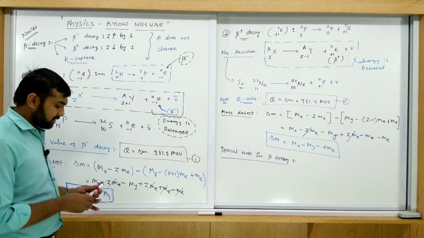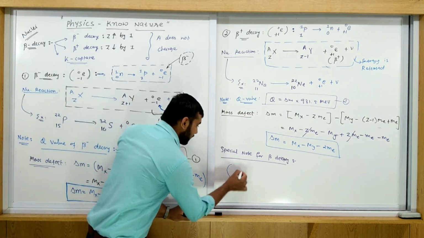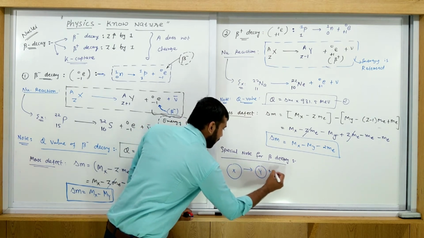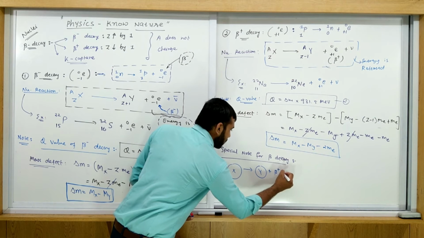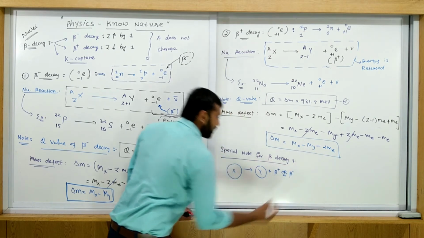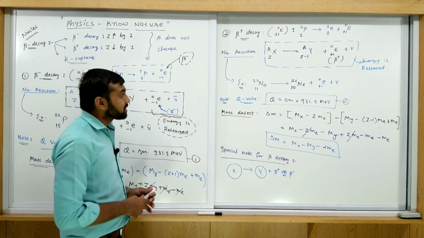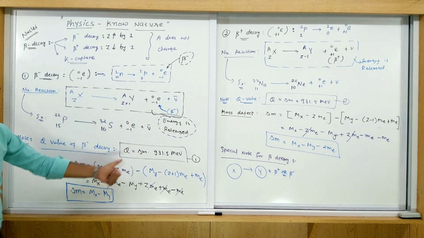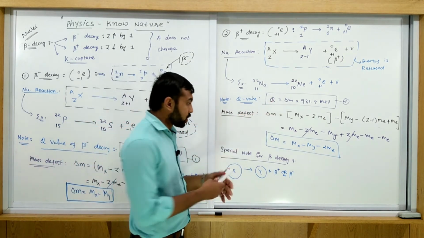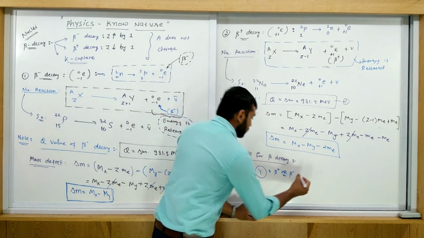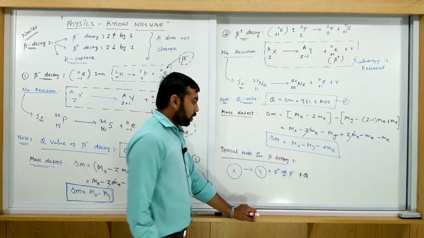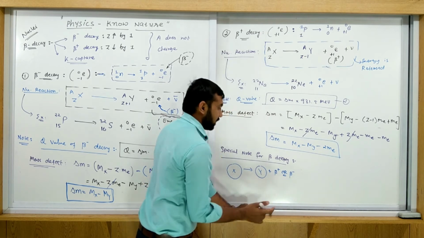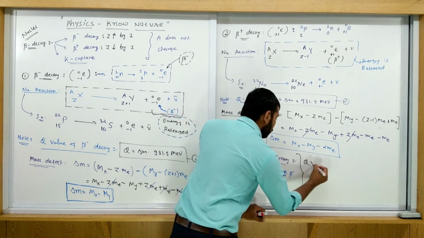Actually the case is very simple. Here X is converted into Y plus beta plus or beta minus. So how much energy is released? In this case this much energy is released, and in this case this much, plus some energy Q is released. This energy is released in the form of kinetic energy of these particles.